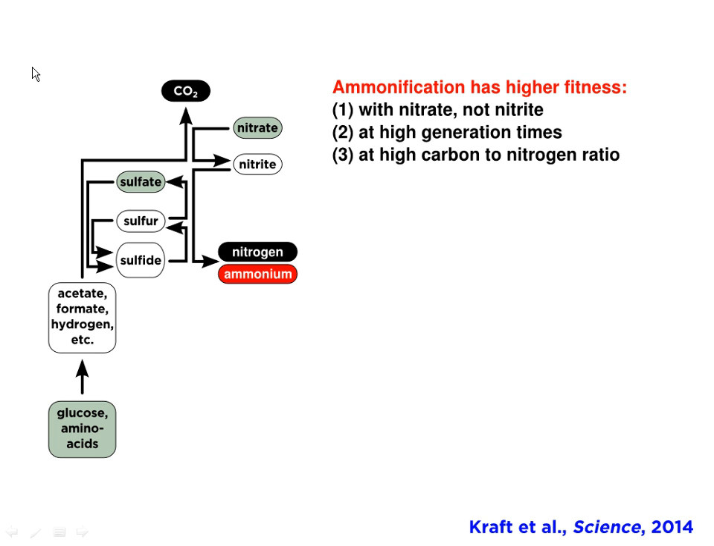And what are the important factors now? Well, the ammonification has higher fitness with nitrate, so not with nitrite, at high generation times, and I didn't show those results, but the experiments were also done. The carbon to nitrogen ratio is actually important. If you're under electron donor limitation, you will always get denitrification. Yeah? So these are the rules.